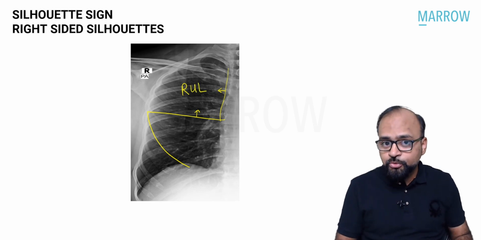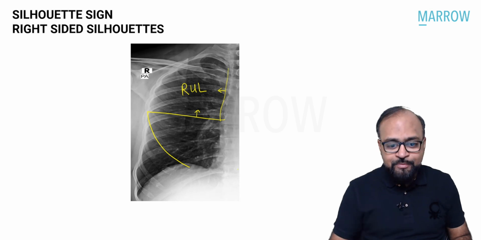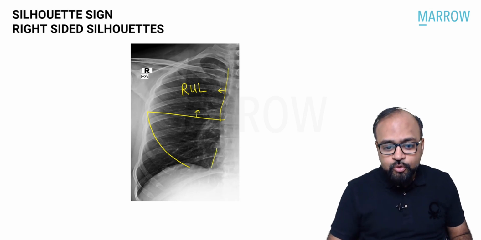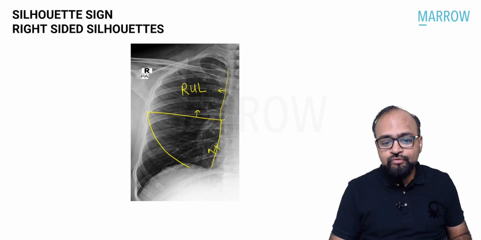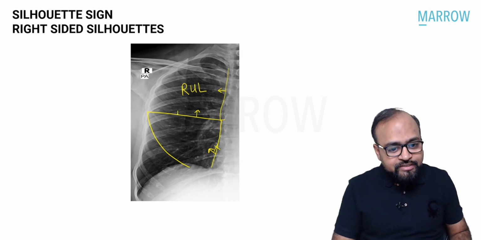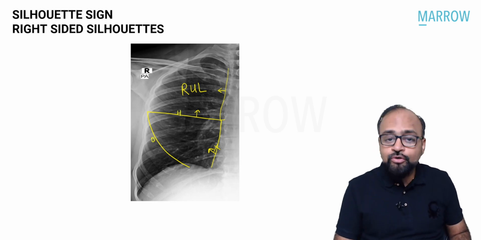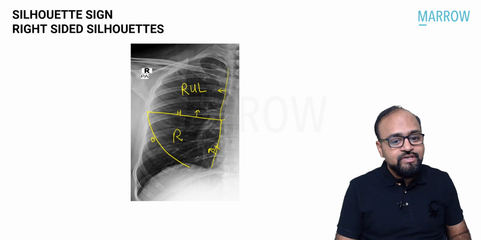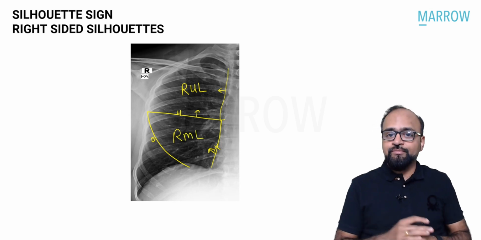If your examiner is showing you, as was in this NEET-PG exam, that the right heart border is not visualized, then the disease would lie in the right paracardiac area. This is the part of the lung that lies between the horizontal fissure and the oblique fissure. What lobe is this? This is the right middle lobe.